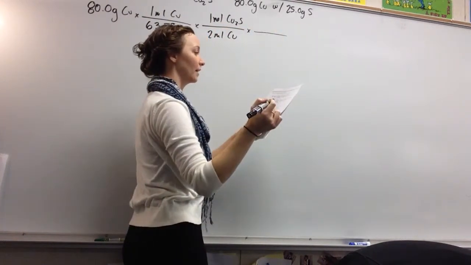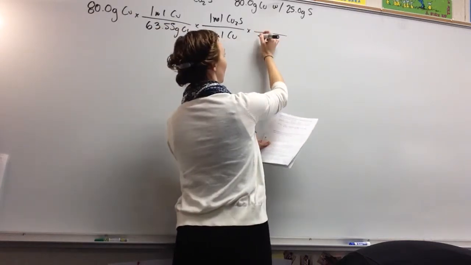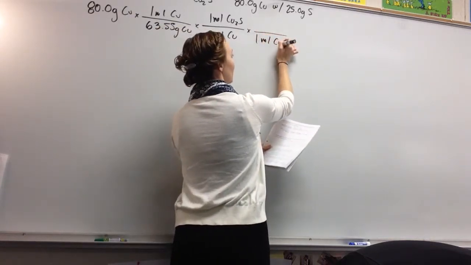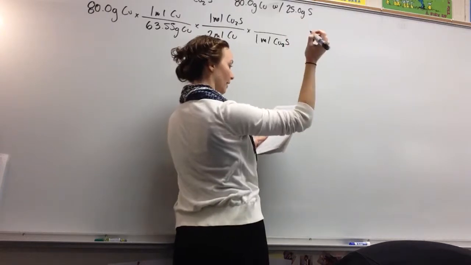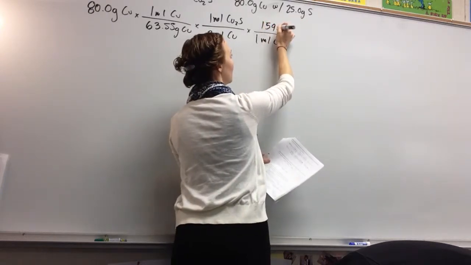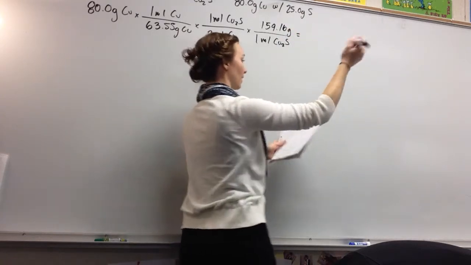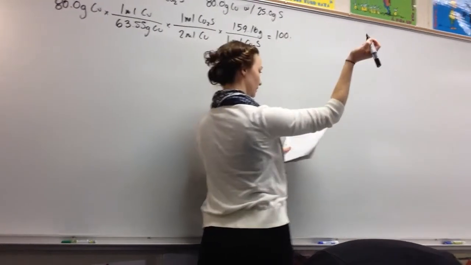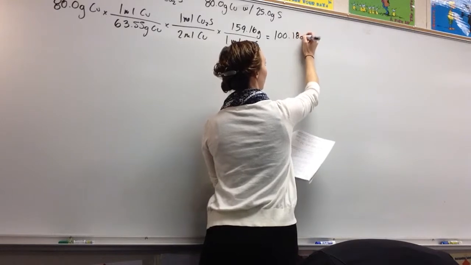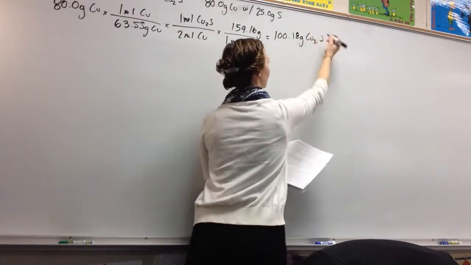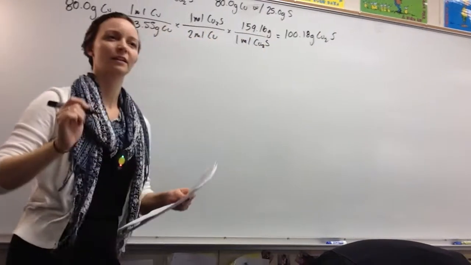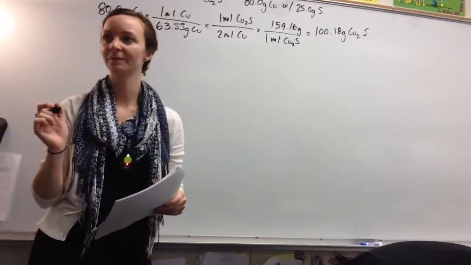And the last thing, I'm going to get into grams of my product. So now I'm going to do product on the bottom and 159.16 grams, and that will get me 100.18 grams of Cu2S. Questions on how I set that up?